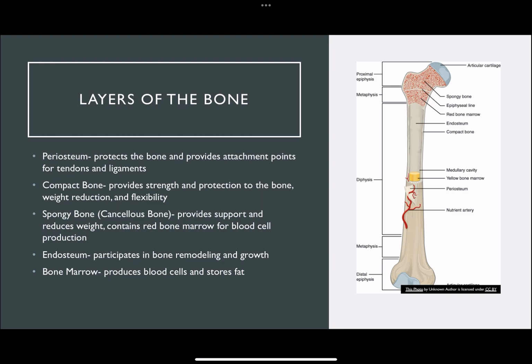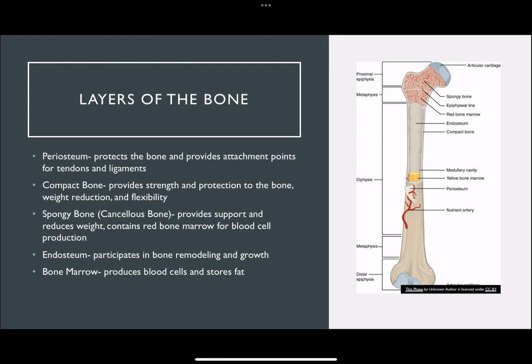It also has a matrix, which is similar to compact bone, as it is made of calcium phosphate and collagen fibers, red bone marrow, and yellow bone marrow, which are the fat cells. The next layer is the endosteum, which participates in bone remodeling and growth.